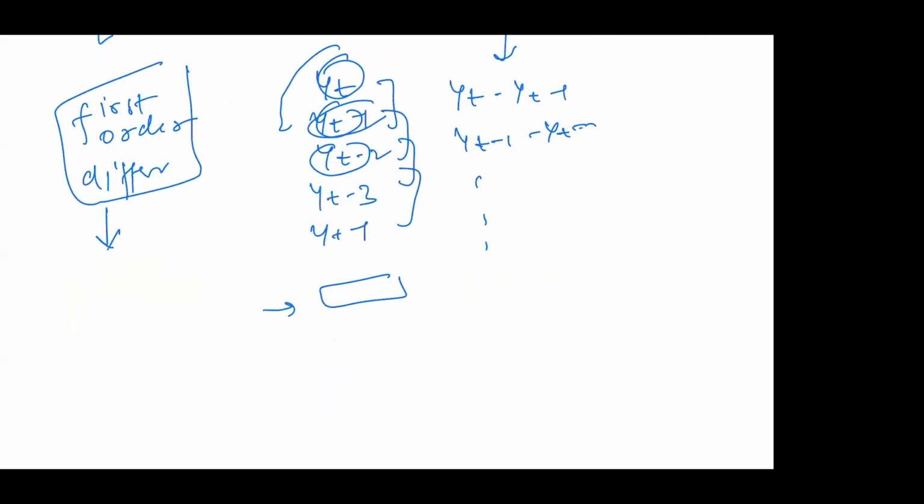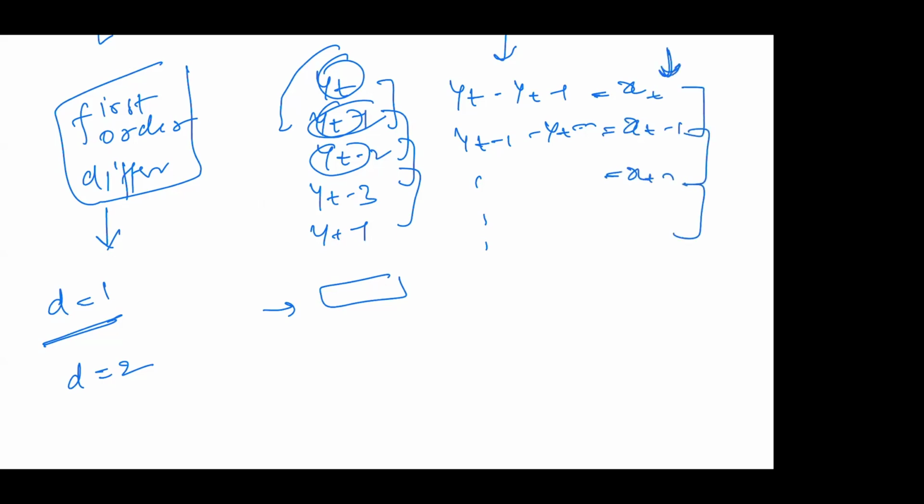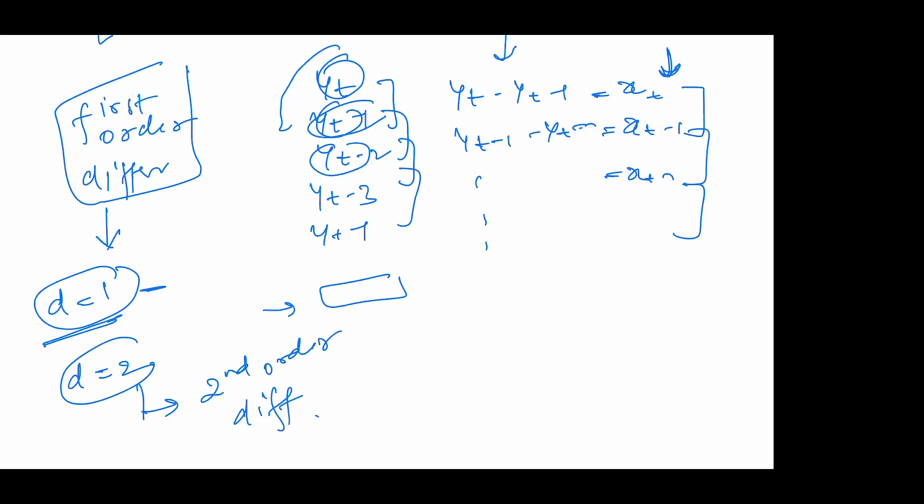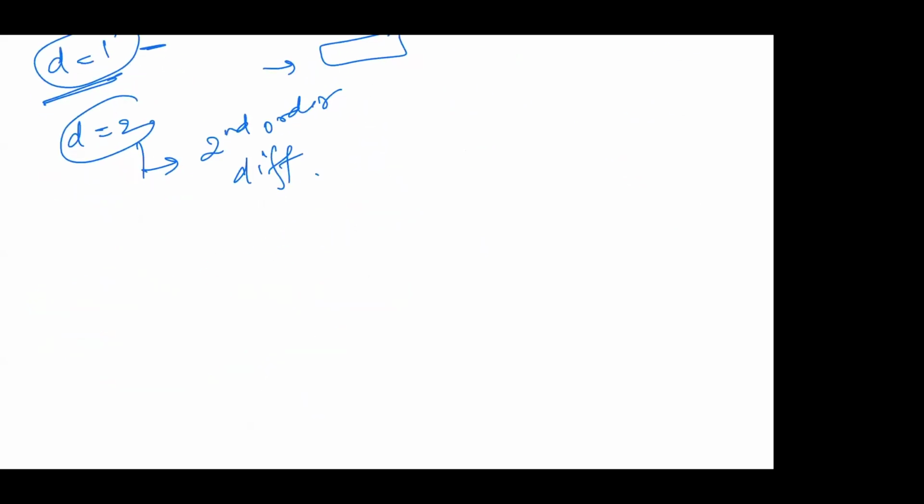So this is what we say as first order differencing. If we consider first order differencing, then the value of d will be 1. Now, if you consider second order differencing, the value of d will be 2. What is second order differencing? Let's say y(t) minus y(t-1) gives you, let's say, x(t). Similarly, x(t-1), x(t-2). Again, you difference it. So this is what we say as second order differencing. So here, d equal to 1 means first order differencing, d equal to 2 means second order differencing.